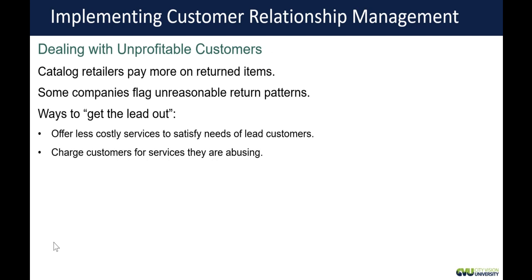Now, when we have unprofitable customers, I also mentioned this in the previous lecture, right? We have customers that buy items, say, I don't like it, and turn around and return it, and everything else. So if you're going to be buying things online from a catalog retailer and taking a lot of returned items, that's going to cost you money. This is where companies may flag a certain customer and say, you know what, you have really weird return patterns. We don't want to do business with you. So we try to find ways to deal with those problem customers, and everything else.